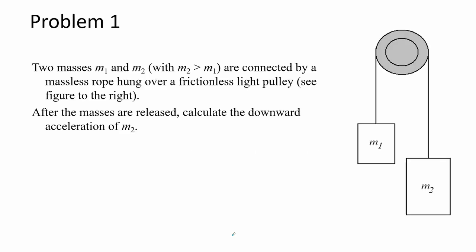Here we have two masses, m1 and m2, where mass 2 is greater than mass 1. The masses are connected by a massless rope hung over a frictionless light pulley. So, the contribution of the rope is ignored since it is massless, and the pulley is frictionless, so it does not contribute since it does not rotate and produces no inertia that can affect the behavior of the system. After the masses are released, we are asked to find the downward acceleration of mass 2.